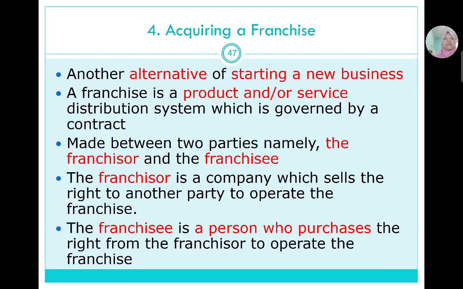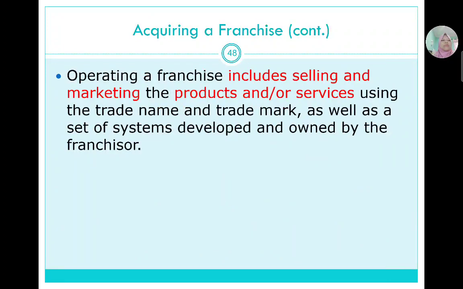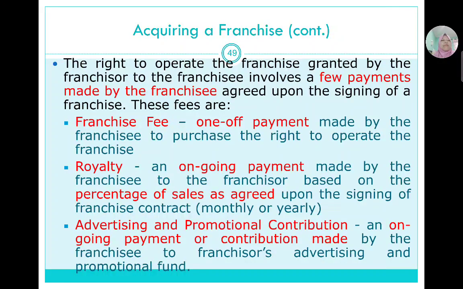Number 4, we acquire a franchise like McD, KFC, but please remember there are 2 types of franchise. If we want to acquire a franchise, we have to pay 3 types of fee. The franchise fee, this is a one-off payment. Royalty means the ongoing payment made by the franchisee to the franchisor based on a percentage of sales, as agreed upon the signing of the franchise contract.